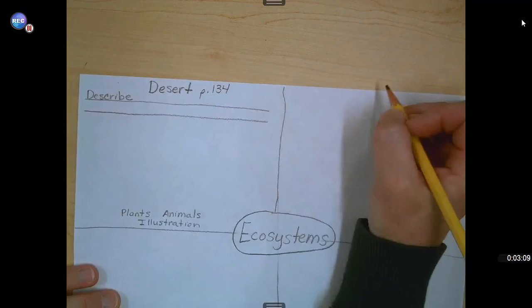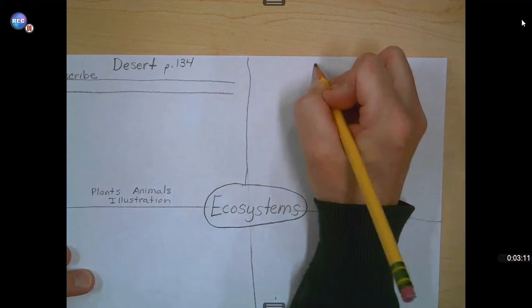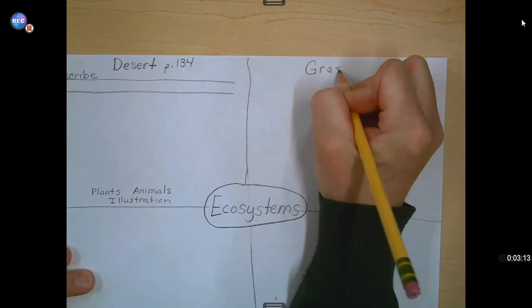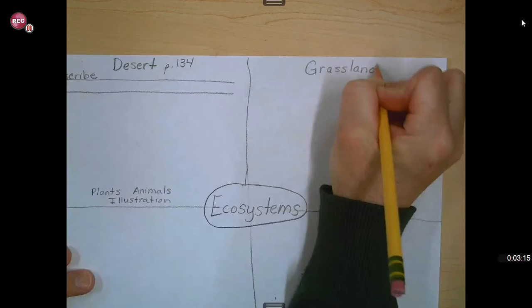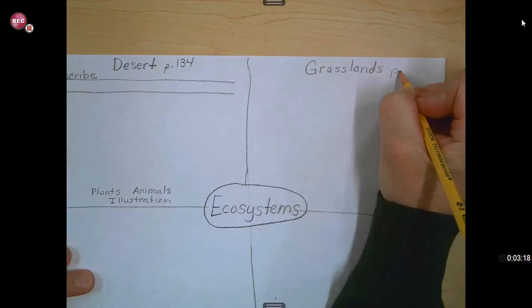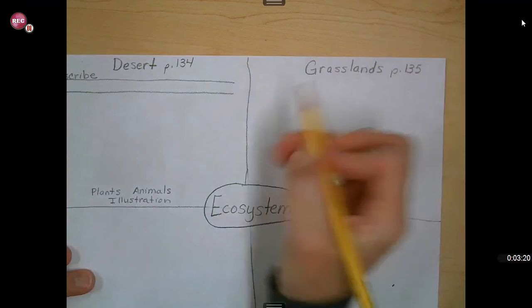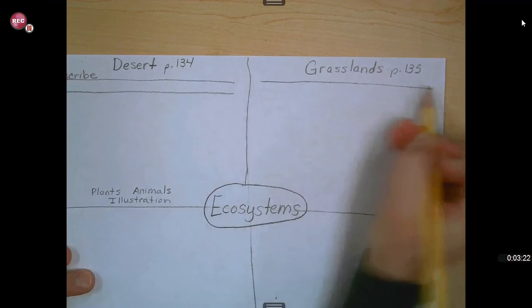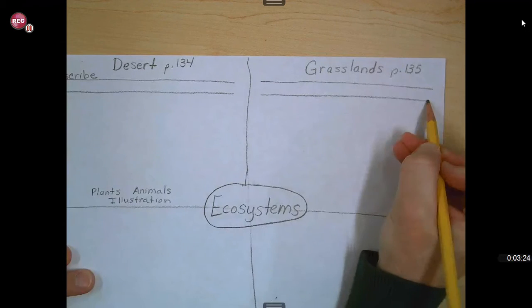Okay, the next ecosystem that you're going to do in this box is the grassland. Grasslands ecosystem is going to be found on page 135. You're going to do the same thing here. I'm going to make at least 2 lines. If you need more space to write, please make more.